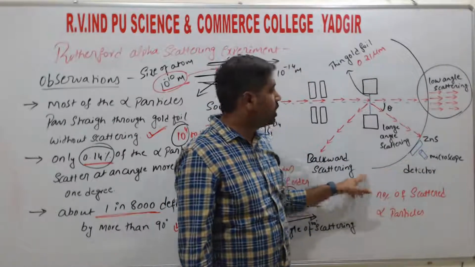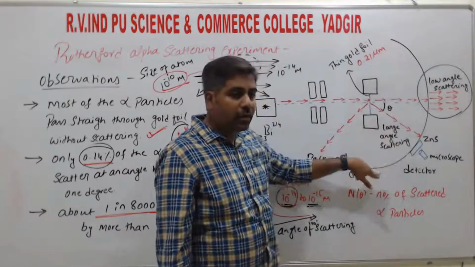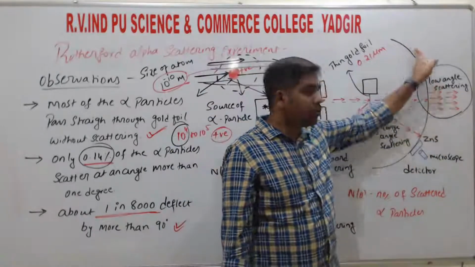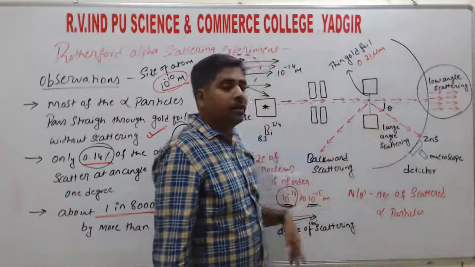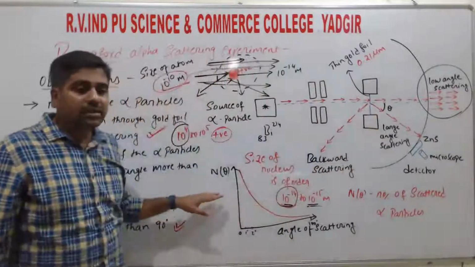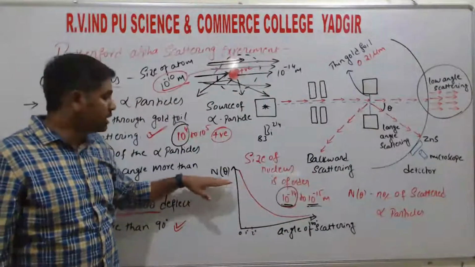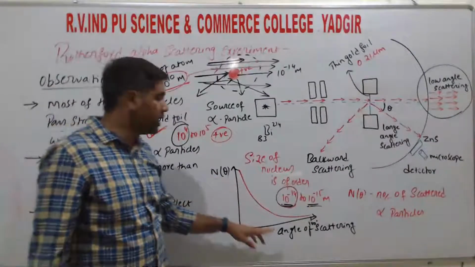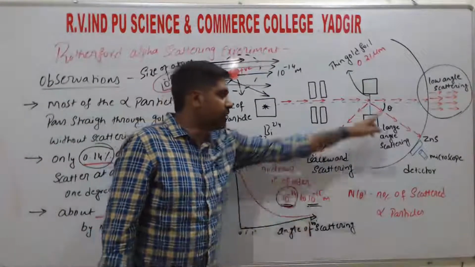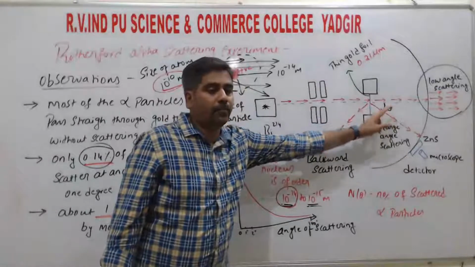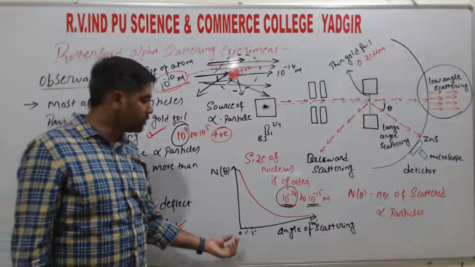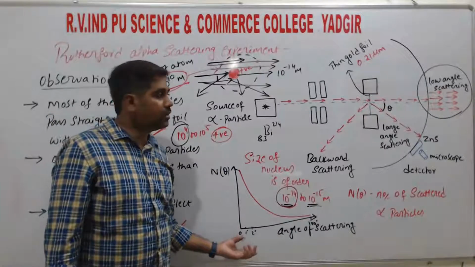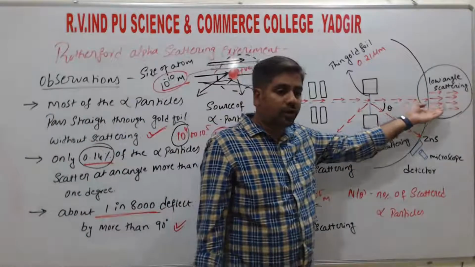So this one is about the circular table. This detector can rotate along this circular table, right? From this we can plot the graph, that is, the number of scattered alpha particles against the angle of scattering, angle theta. Here we get a large number of scattered particles for a lesser angle, almost 0 degrees.